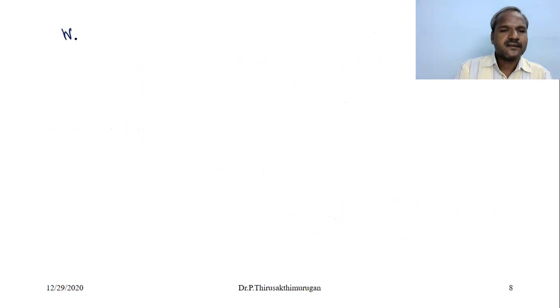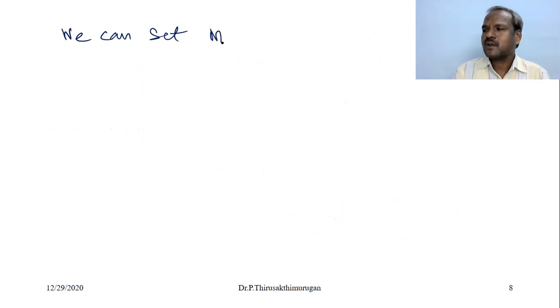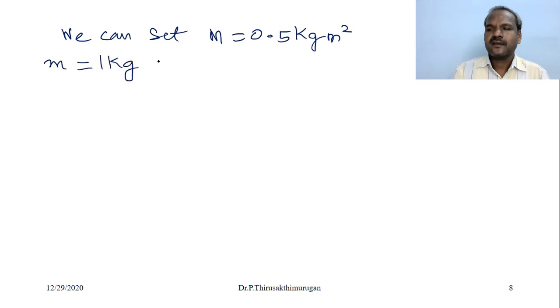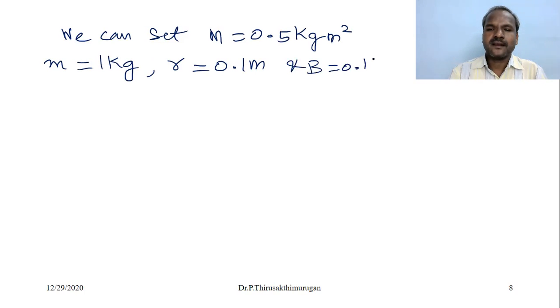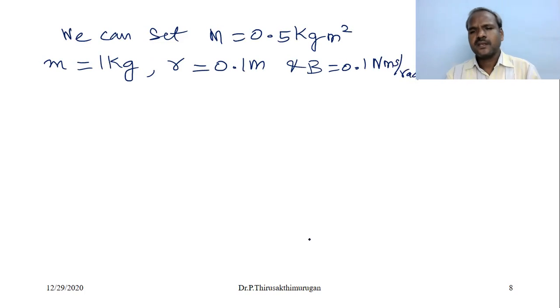We can set, for concreteness, capital M equal to 0.5 kg meter square, small m equal to 1 kg, then r equal to 0.1 meter, 10 centimeter, and b equal to 0.1 Newton meter second per radian.